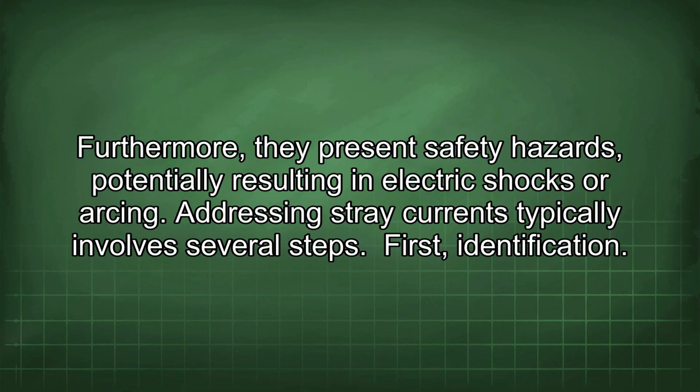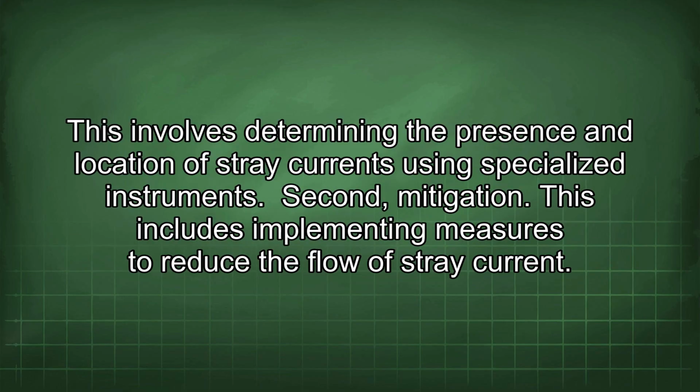Addressing stray currents typically involves several steps. First, identification. This involves determining the presence and location of stray currents using specialized instruments. Second, mitigation. This includes implementing measures to reduce the flow of stray current.